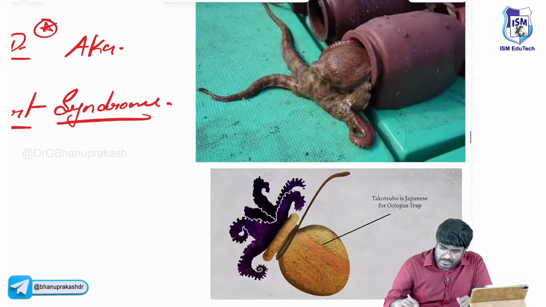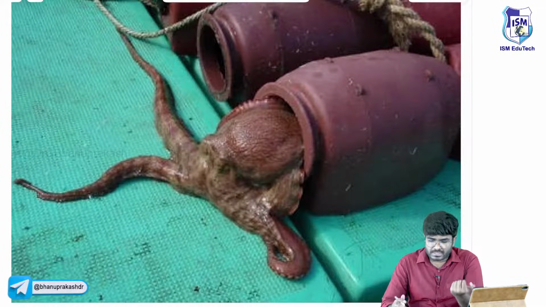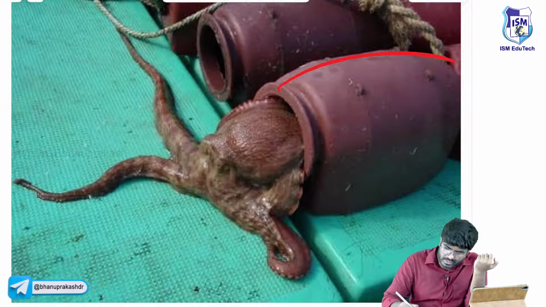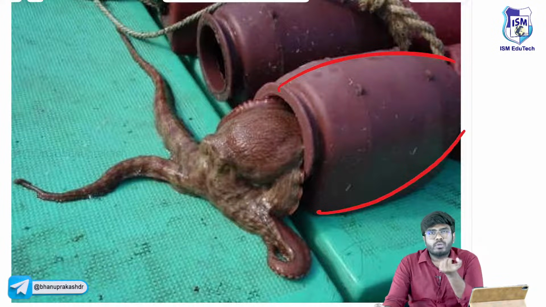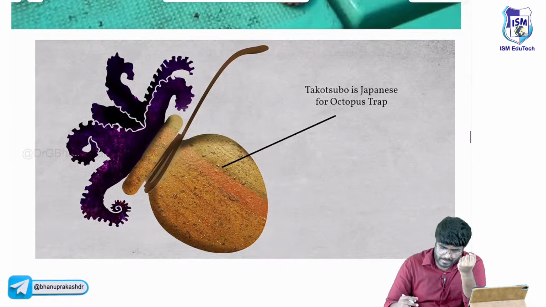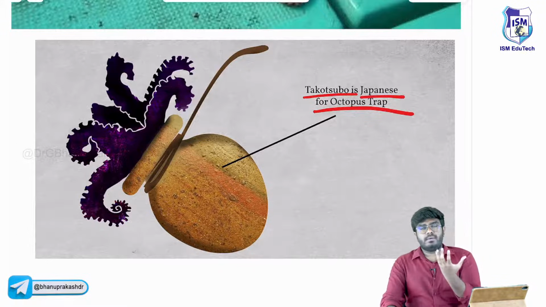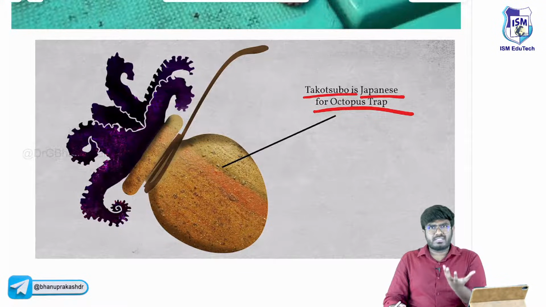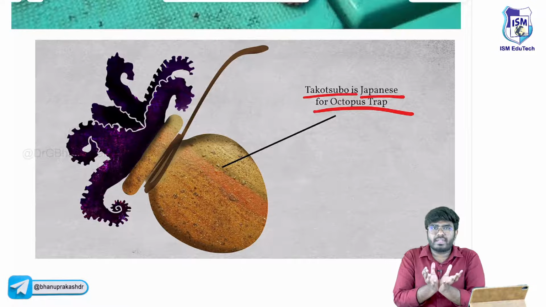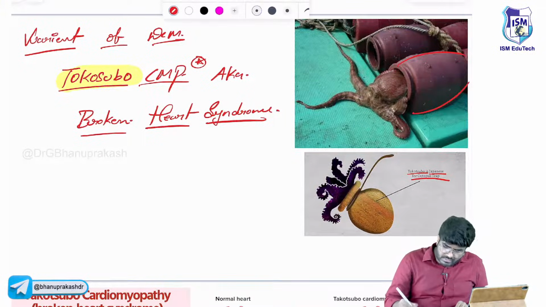Takotsubo is the Japanese way of catching the octopus. There is an instrument which is called a Takotsubo. It's used to capture the octopus, an octopus trap. Takotsubo is a Japanese term, or you can say an instrument. It's a Japanese way of catching the octopus. So why exactly are we using this word Takotsubo?